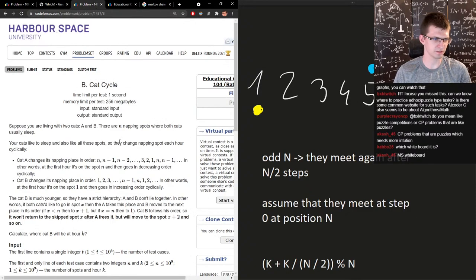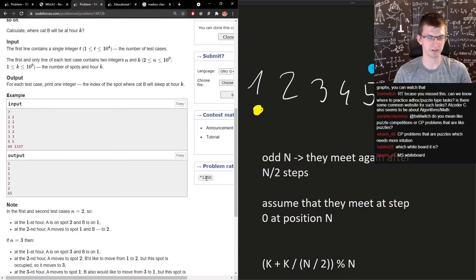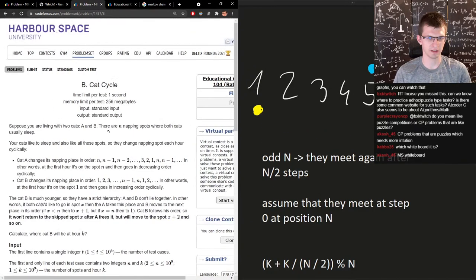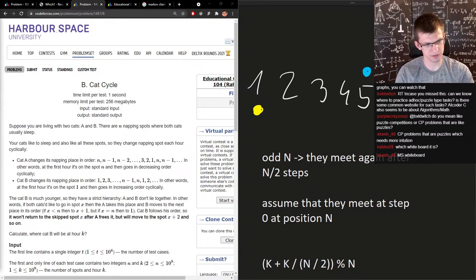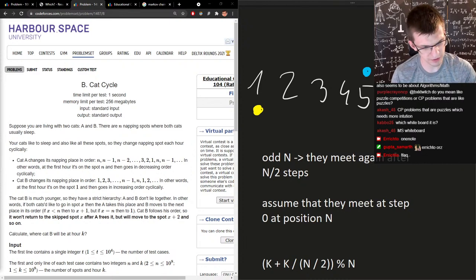All right, so I solved the impossible problem. I think it was harder than 1200. I wouldn't expect beginners to solve this easily. Right. This is not Microsoft Whiteboard, this is OneNote. You can read a lot about my software here.